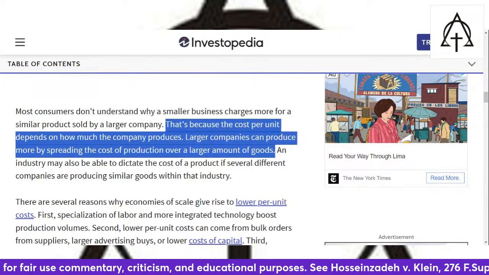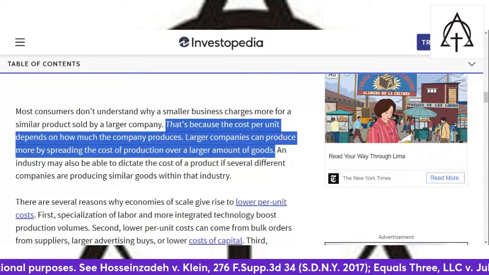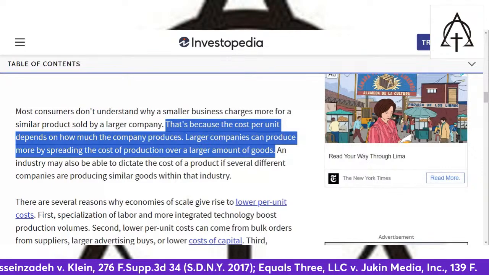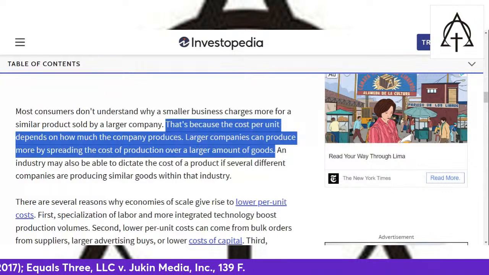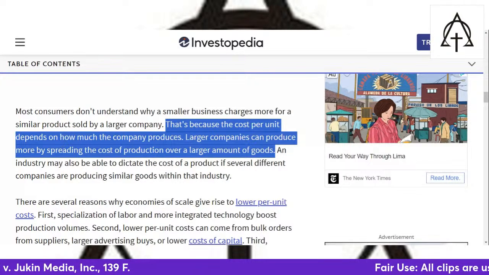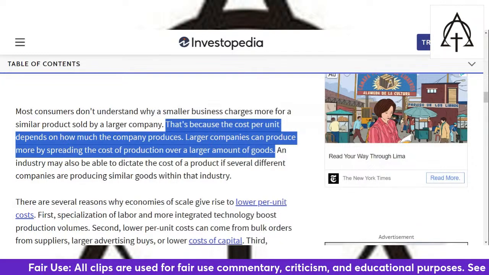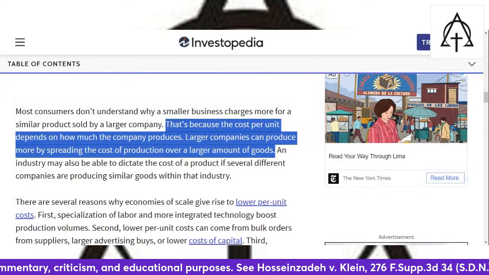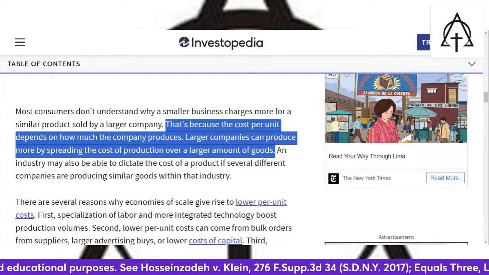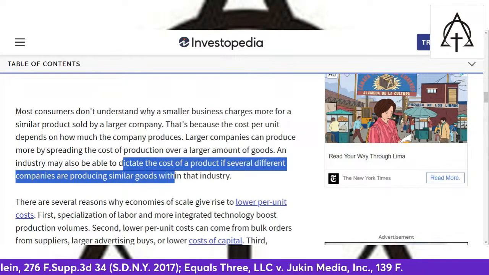In other words, they get the cost reduction of buying, we'll say, 10,000 pounds of aluminum framing, so that they can construct and weld their own bike frames and sell bike frames. The individual guy that doesn't have that, he can still build bike frames, but he's got to buy smaller amounts of tubing, and therefore he doesn't get the cost cut for buying in large quantity. An industry may also be able to dictate the cost of a product if several different companies are producing similar goods within that industry.